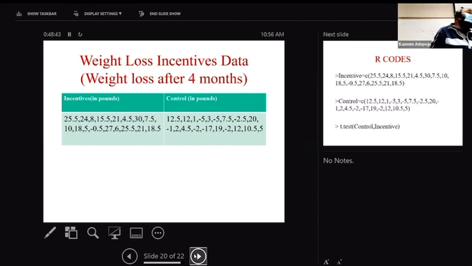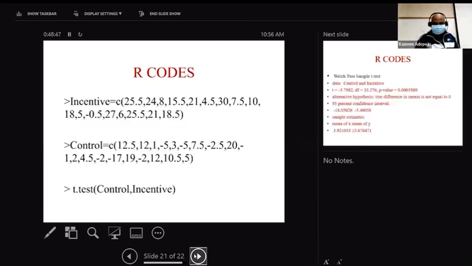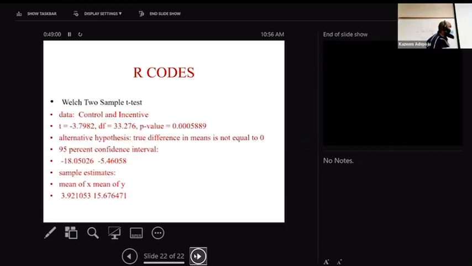Of course, you're going to do t-tests. You've done t-tests before, right? So you're going to do t-tests. This is how you're going to do that with our incentive data. I have the data set, control, I have the data set, then you do the t.test, right? The t.test of the incentive and the control, and we have this result.